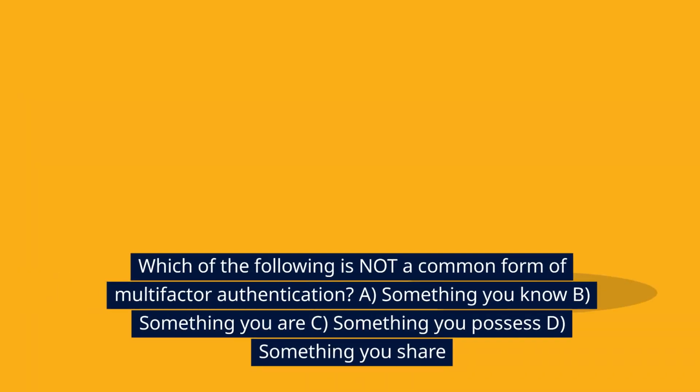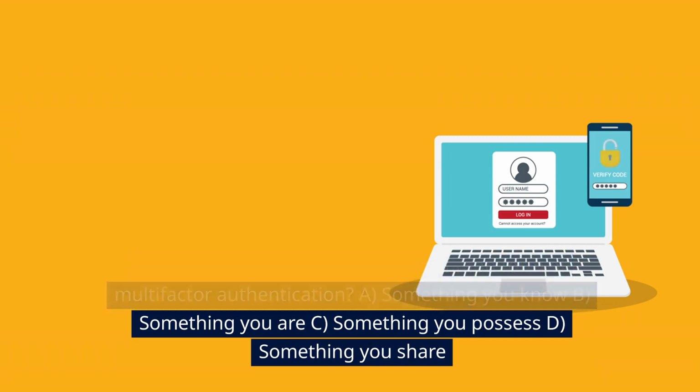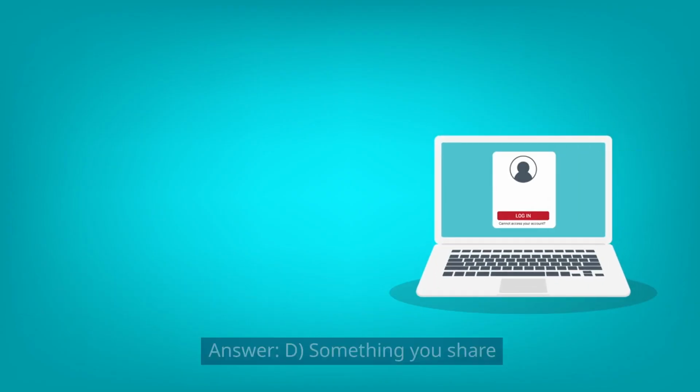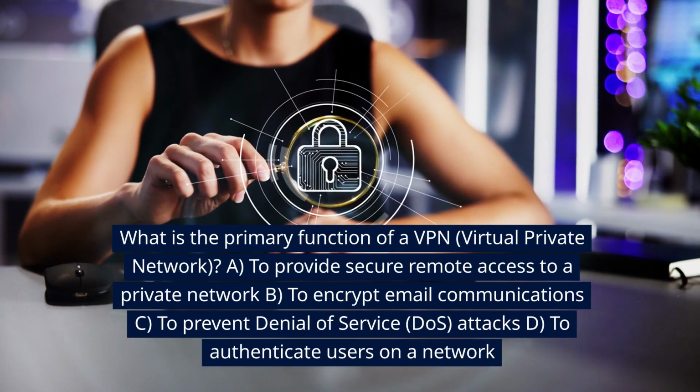Which of the following is not a common form of multi-factor authentication? A. Something you know. B. Something you are. C. Something you possess. D. Something you share. Answer: D. Something you share. What is the primary function of a VPN, virtual private network?